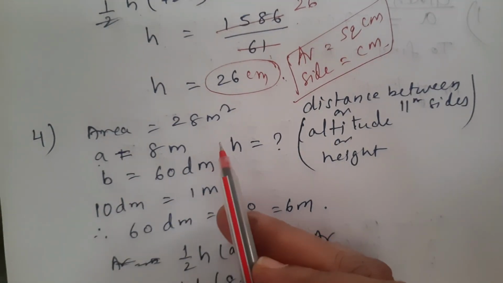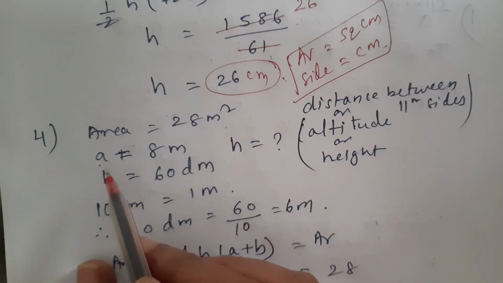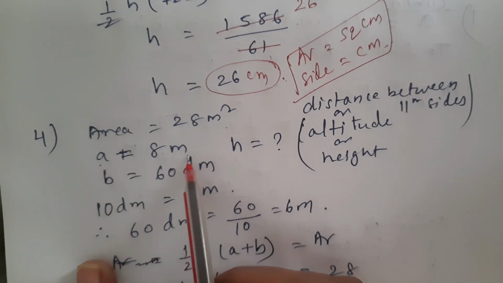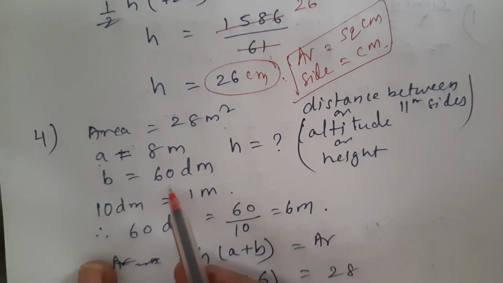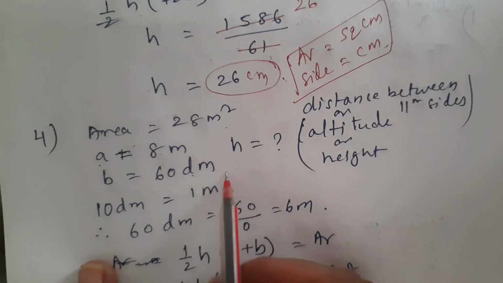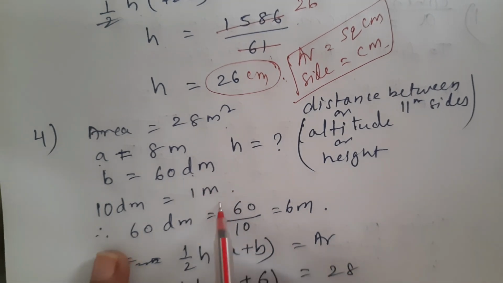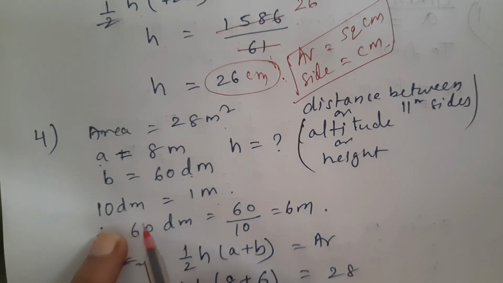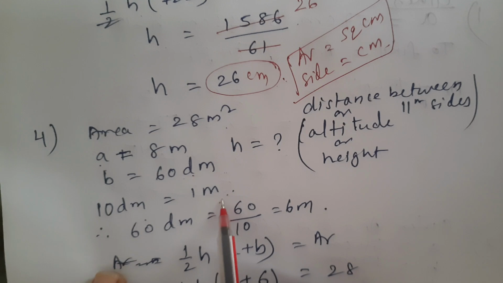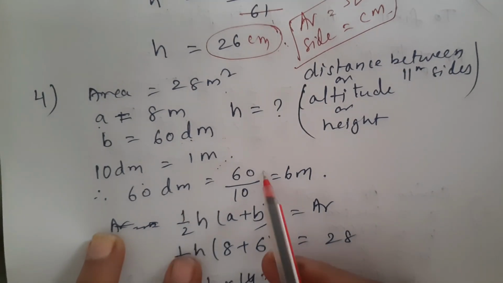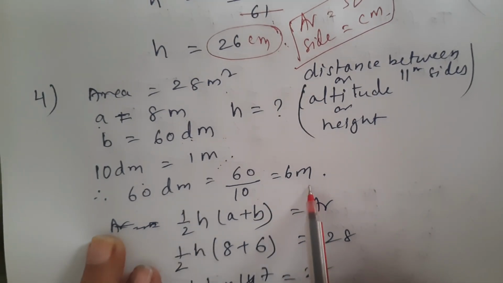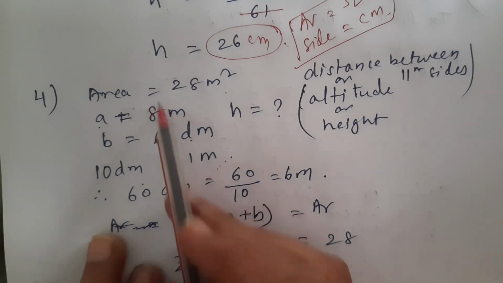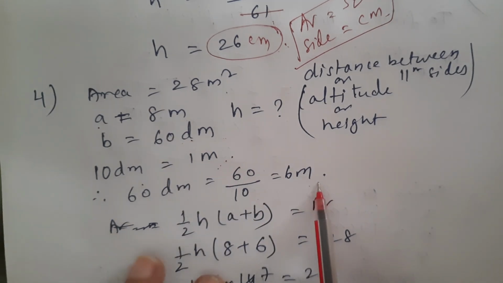Here area is given 28 meter square. One of the parallel sides is given 8 meter and the other parallel side is given 60 dm. To convert dm to meter, as decimeter is smaller than meter, 10 decimeter is equal to 1 meter. Now 60 decimeter will be 60 divided by 10, 6 meter. So this conversion is important. We brought everything in the same unit, meter.